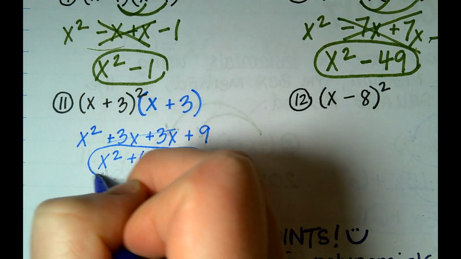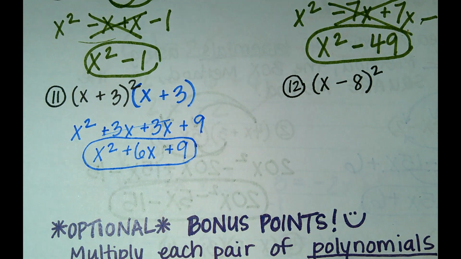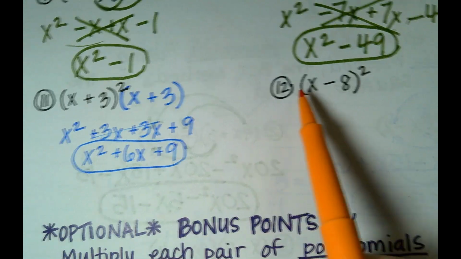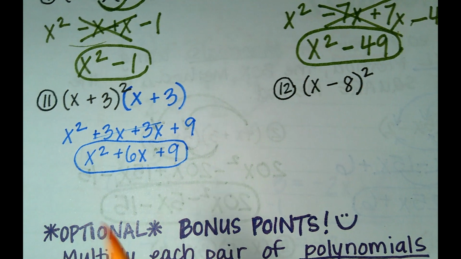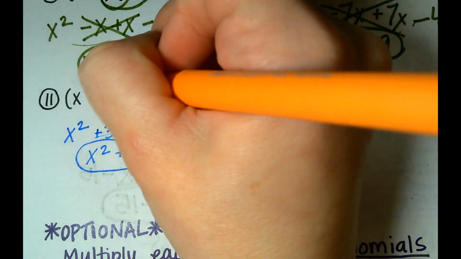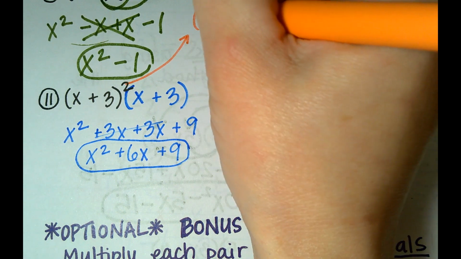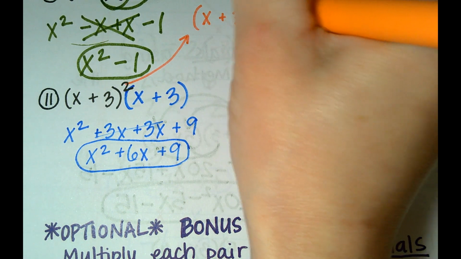Now, there is a shortcut, not that this took very long, but there is an even faster way, if you like to memorize new things. If not, this method works just fine. But anytime that we see there is just one binomial being squared, here's the other method: x plus 3 squared.